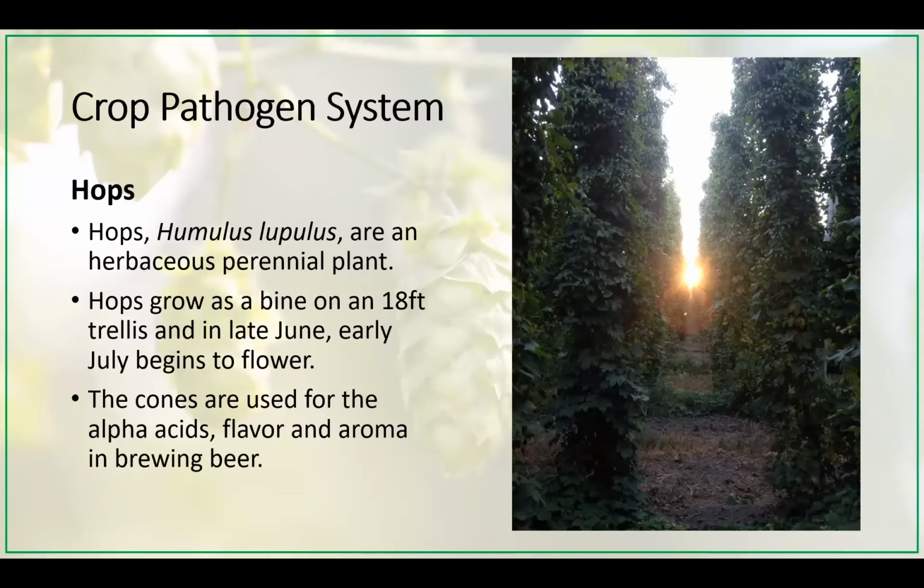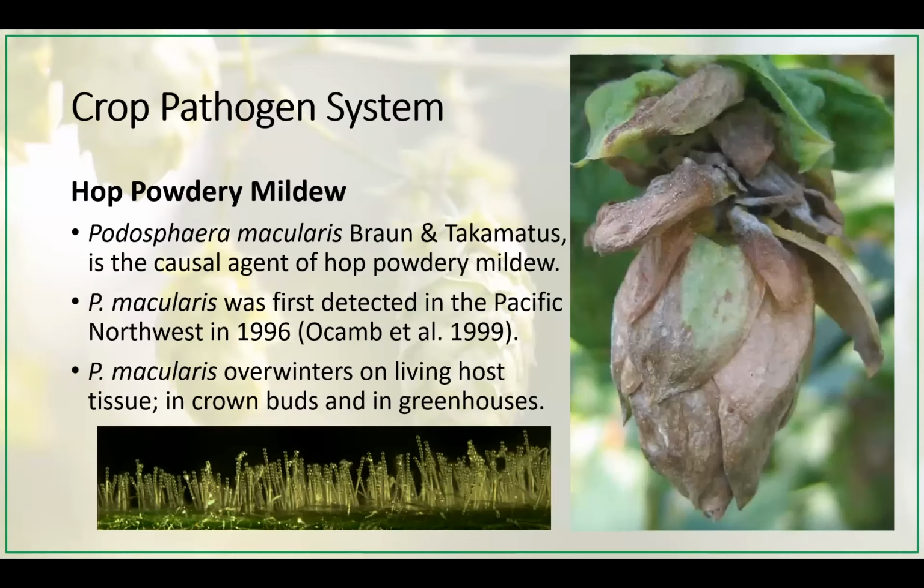So the pathogen that I'm deciding to hone in on is Podosphaera macularis, and that is the causal agent of hop powdery mildew. This fungus was first detected in 1996 in the Pacific Northwest, and it overwinters as an obligate pathogen, specifically on living host tissue. So mostly that's on crown buds, but it also will overwinter in the greenhouses, and when planting material gets shipped out in spring, that can cause infections in the field.